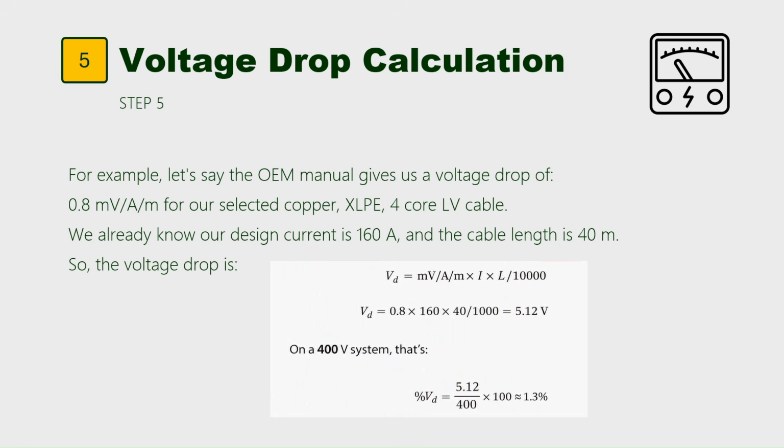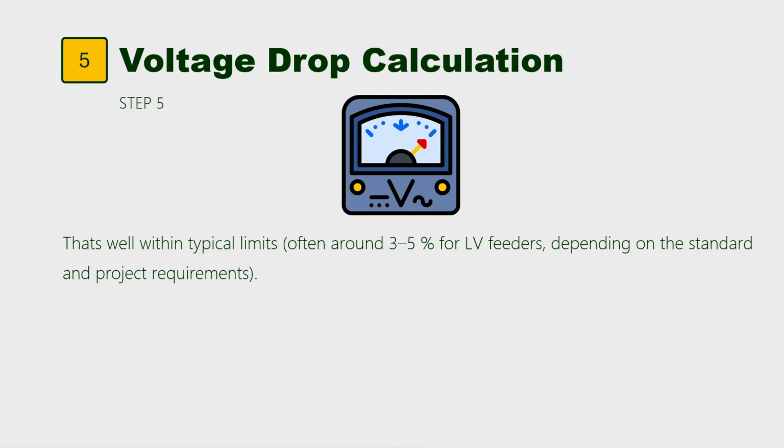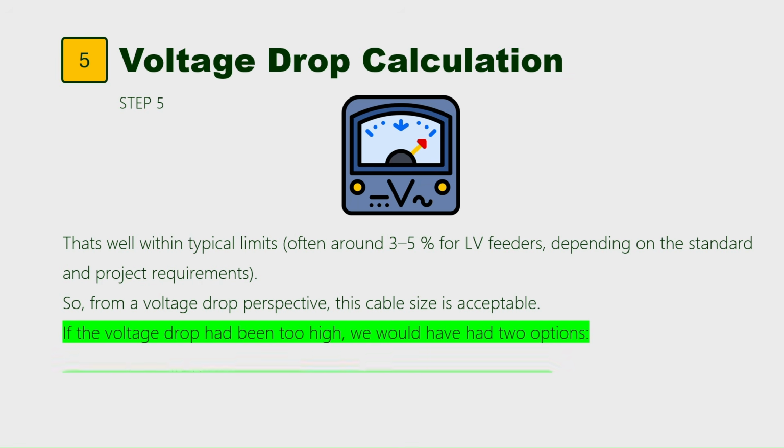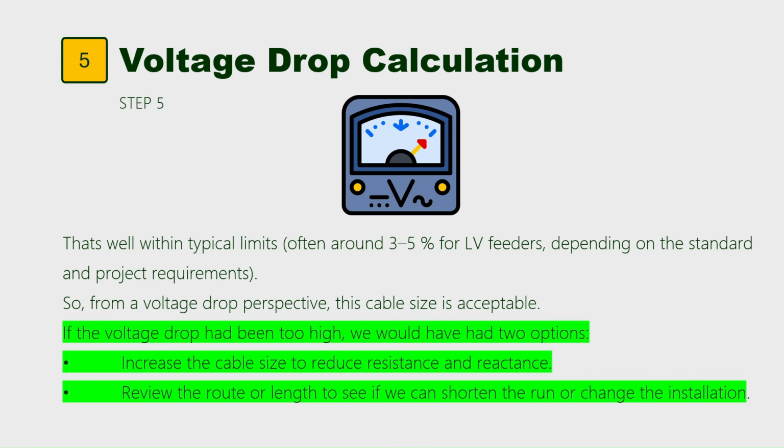That's well within typical limits, often around 3 to 5% for LV feeders, depending on the standard and project requirements. So from a voltage drop perspective, this cable size is acceptable. If the voltage drop had been too high, we would have had two options: increase the cable size to reduce resistance and reactance, or review the route or length to see if we can shorten the run or change the installation. In short, Step 5 confirms that our chosen cable not only carries the current and survives faults, but also delivers a healthy voltage level to the load under normal operating conditions.